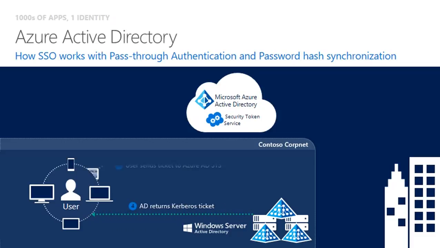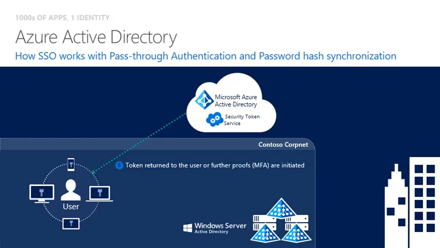The ticket is then passed to Azure AD Cloud where it is validated, ensuring that the username that was entered matches the Windows security identifier, SID, within the Kerberos ticket. If they match, a token is returned back to the user, allowing them to access the resource. If the resource requires additional proof, such as MFA, those are initiated. And that's how SSO works with Azure AD Pass-through Authentication or with password hash synchronization.